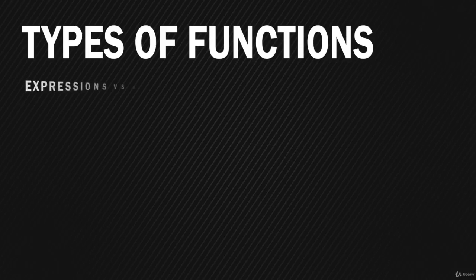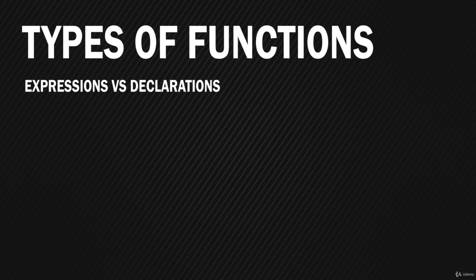Now before we move on, we're just going to have a quick look at the types of functions. Remember with objects, there were different ways to create an object. We had literals, we had constructors, we had the create method, we had the class. Well, the same with functions. We've got different ways to create a function.